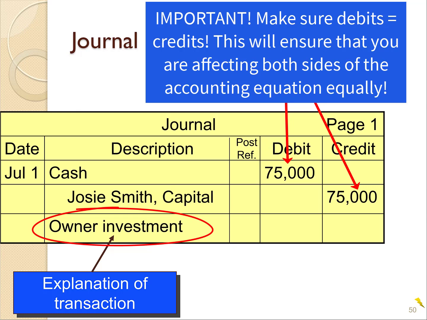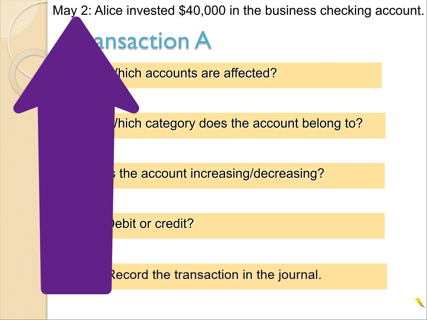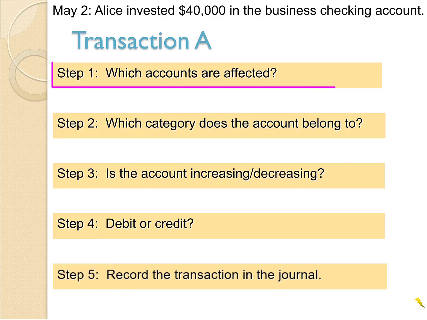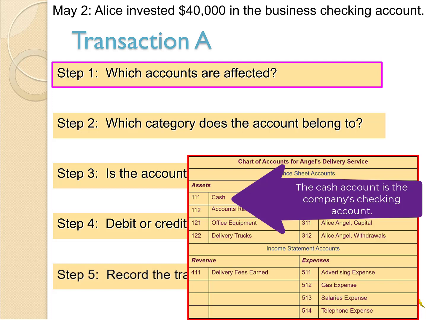So let's analyze our first transaction. On May 2nd, Alice, the owner of the company, invested $40,000 in the business checking account. Let's look at our chart of accounts and figure out what are the 2 accounts that are affected. So what do you think? She invested $40,000 in the business checking account. Now remember, the business checking account is called the cash account. So obviously the cash account is being affected.